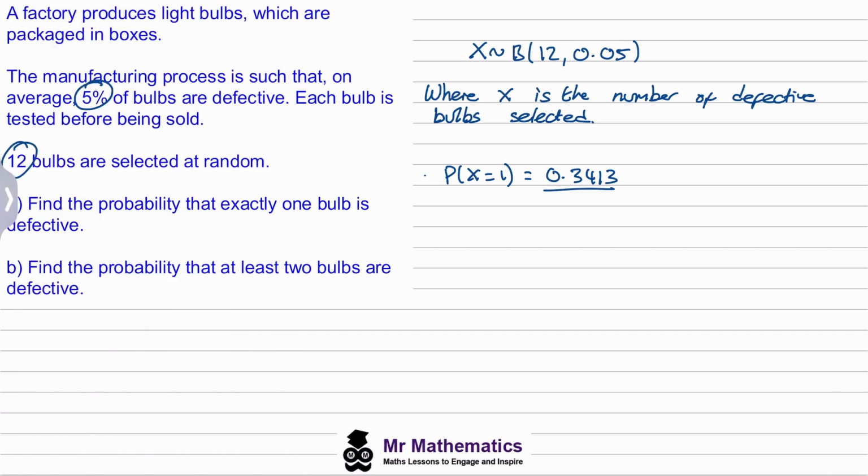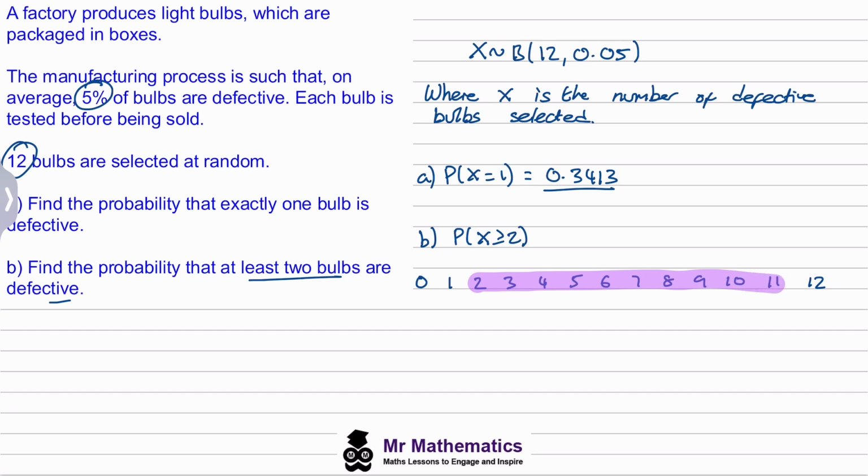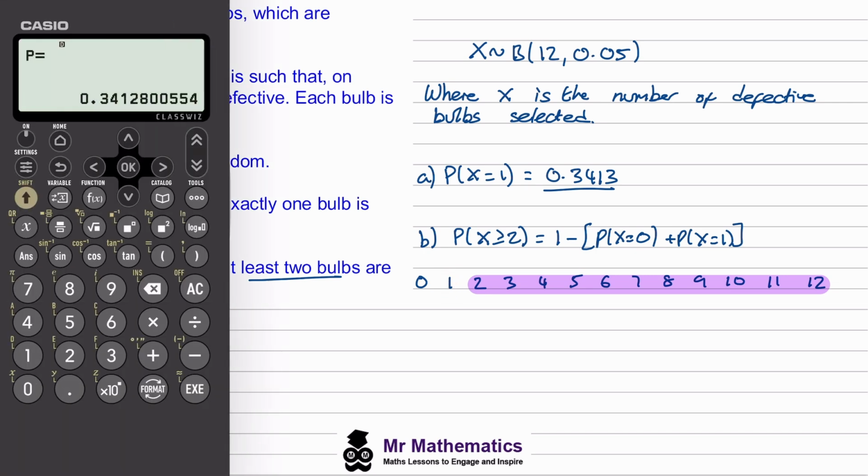For part B, the probability that at least 2 bulbs are defective. So the probability that x is greater than or equal to 2. Well, out of the 12 trials, we want the probability that at least 2 are defective. So we can work this out as 1 minus the probability of x equaling 0, which is this outcome, or the probability of x equaling 1, which is this outcome.